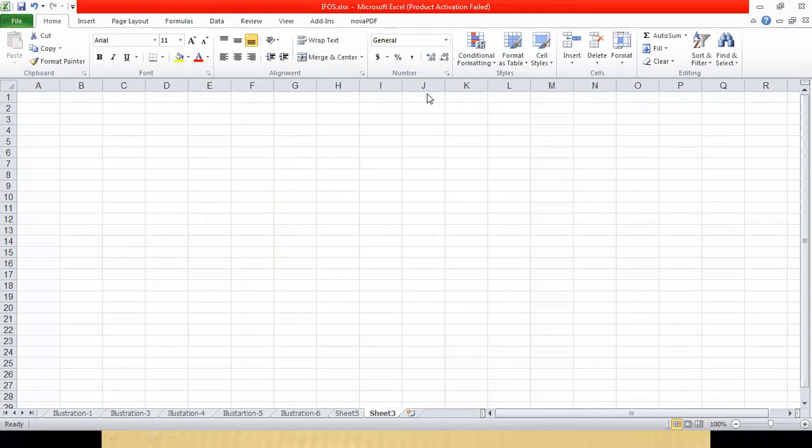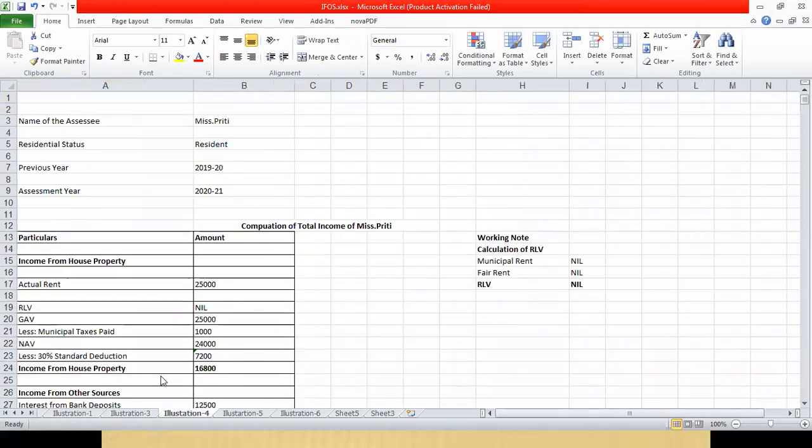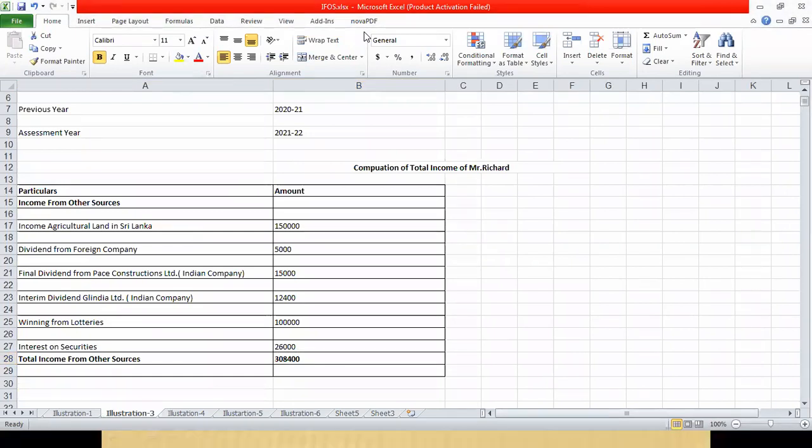You can take the amount from 26AS also. Normally, interest income and all we take from 26AS. FD interest and all we will do from 26AS, which is available on the income tax website. And 26AS will give you the details of the TDS deducted. That TDS credit you can take before paying the tax amount.